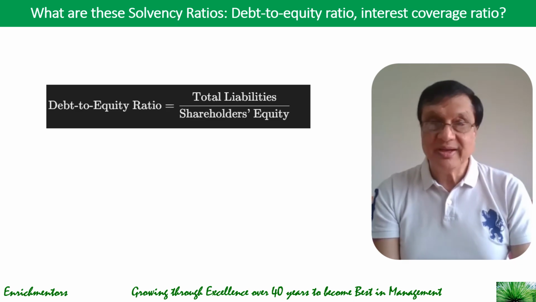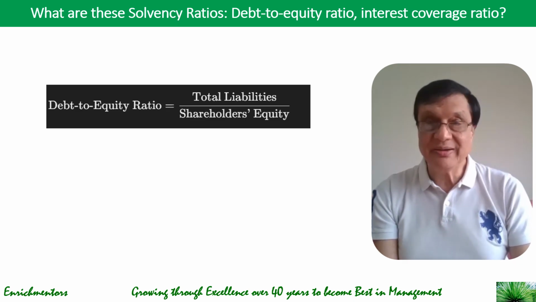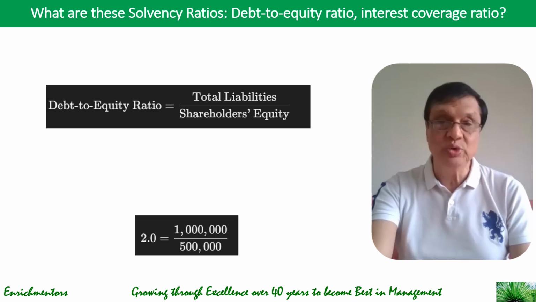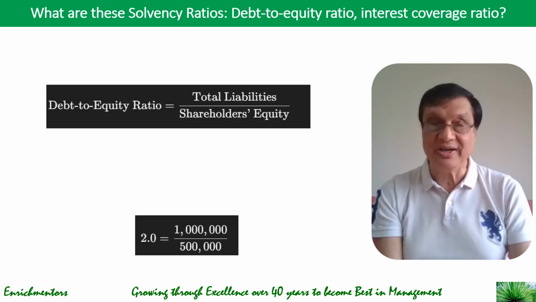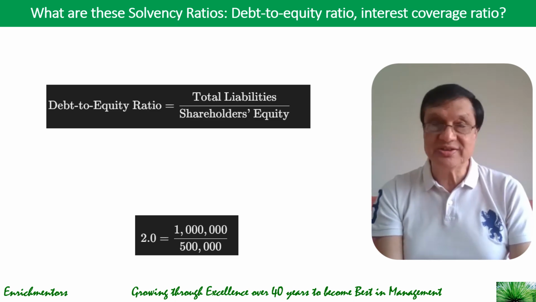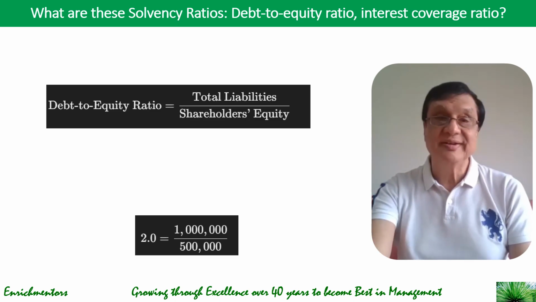Let's take a look at an example. If a company has 1 billion debt in its liabilities and 500,000 in shareholders' equity, its debt to equity ratio will be 2, equal to 1 billion divided by 500,000. This means the company has twice as much debt as equity, suggesting significant leverage.